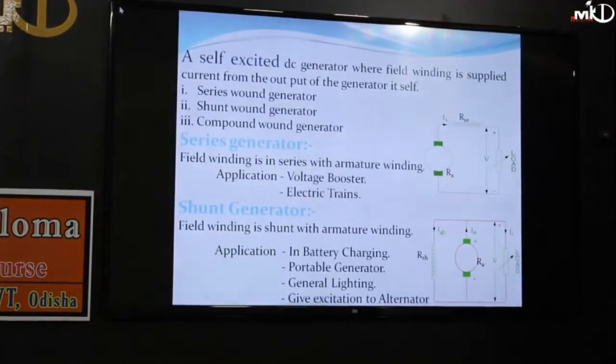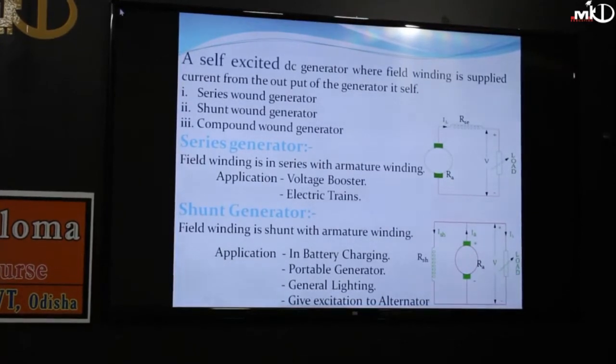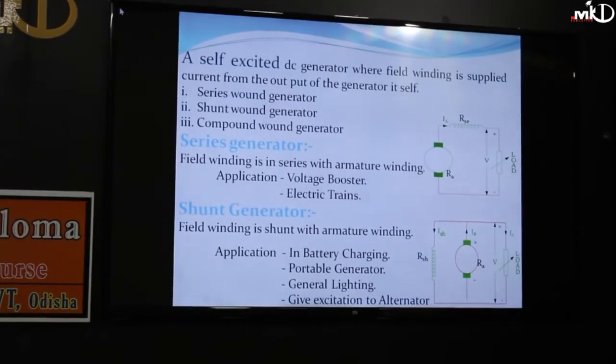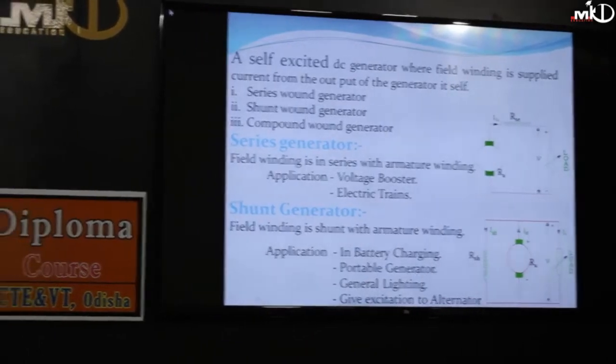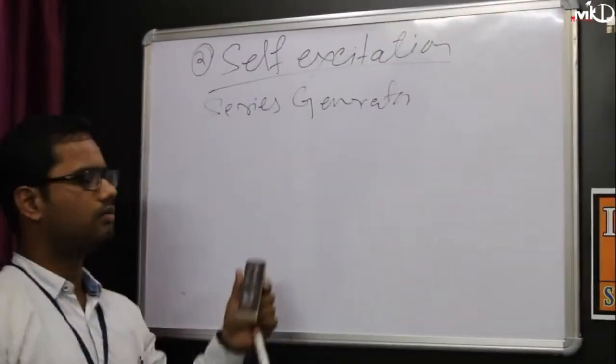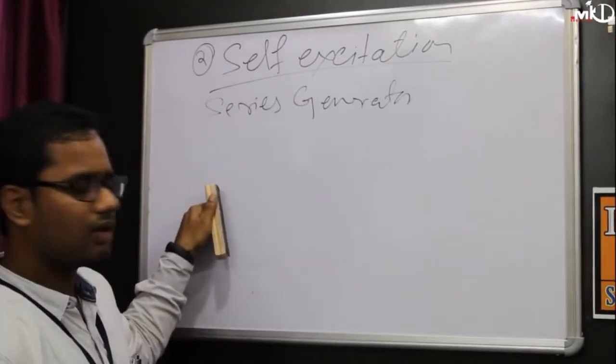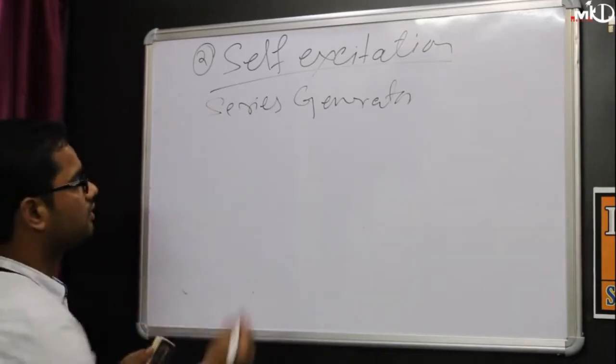So shunt is completed. Then comes your series. Now you can say, what is your series generator? What is your series generator? I think now you can explain that series generator. Means the diagram here, it is parallel. Now put the diagram in a series.